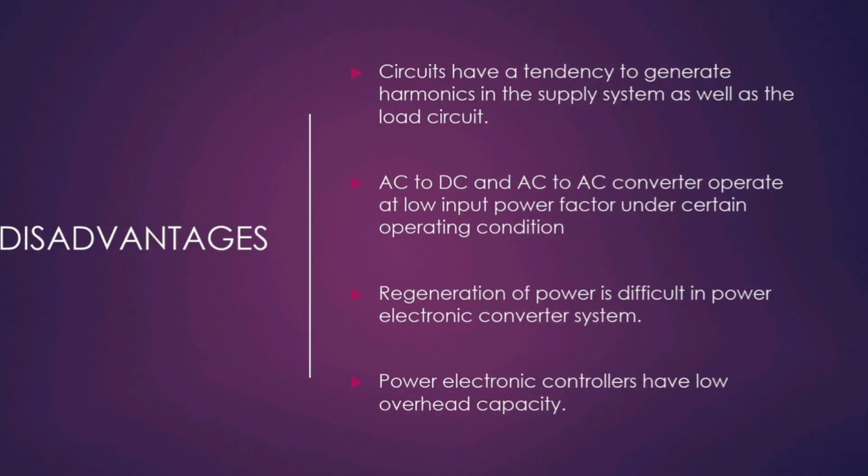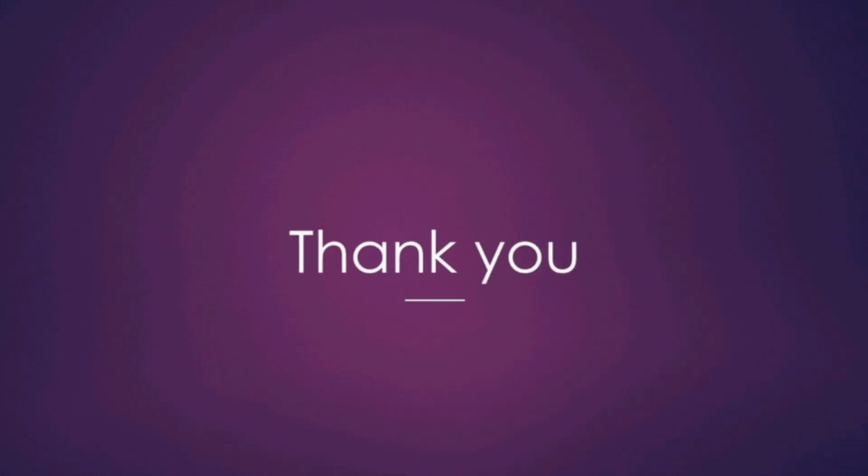While speaking about disadvantages in power electronics, the circuits have a tendency to generate harmonics in the supply system as well as in the load circuit. AC to DC and AC to AC converters operate at a low input power factor under certain operating conditions. The regeneration of power in power electronics is difficult and the controllers have a low overload capacity. And that is the end of the topic power electronics and systems.